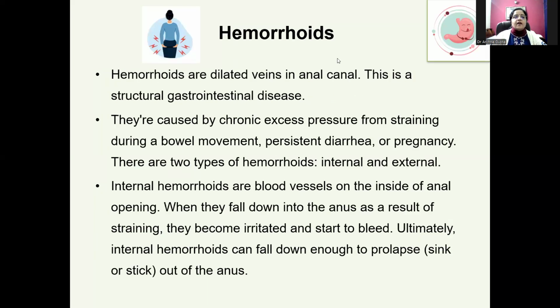Hemorrhoids are dilated veins in the anal canal. This is a structural gastrointestinal disease. They are caused by chronic excess pressure from straining during a bowel movement, persistent diarrhea, or pregnancy. There are two types of hemorrhoids, internal and external. Internal hemorrhoids are blood vessels on the inside of the anal opening. When they fall down into the anus as a result of straining, they become irritated and start to bleed. Ultimately, internal hemorrhoids can fall down enough to prolapse, or stick out of the anus.